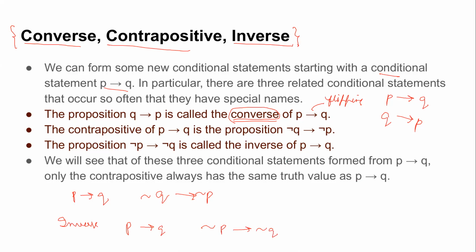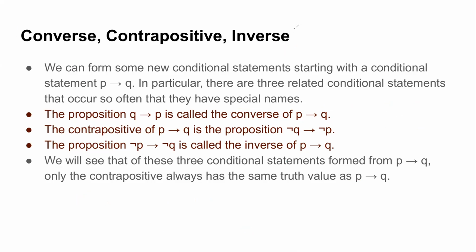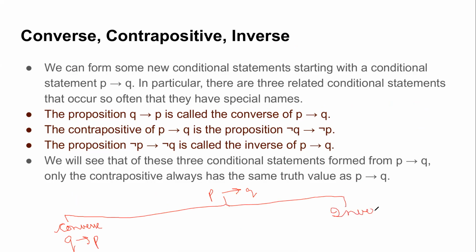So what are the three versions we have? You have P implies Q. On one end you have a converse. Converse means flipping the positions of your hypothesis and your conclusion, that is Q implies P. On the other end you have inverse, which is taking the negation of them. Now if you combine both of these operations, flipping the antecedent and the conclusion as well as taking the negation, that is known as your contrapositive.